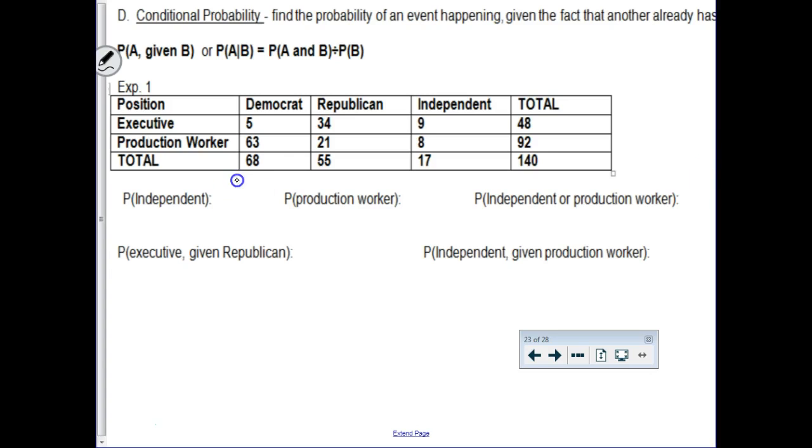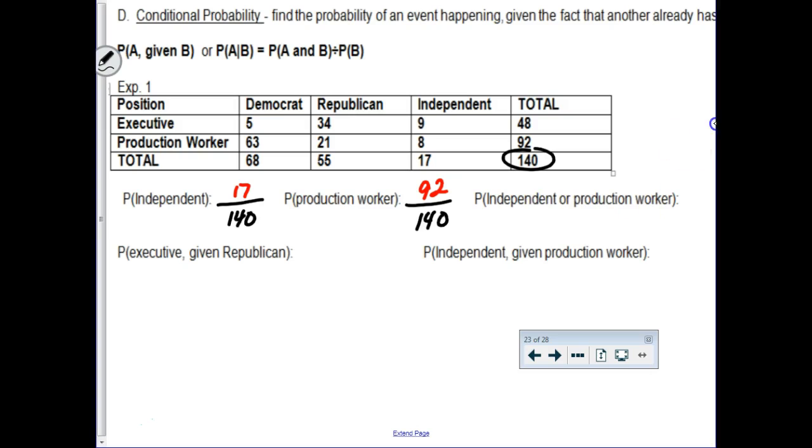So if it's not a conditional probability, that means your denominator is out of the total. So the total number in this chart is 140. How many of those 140 are independents? 17 of them. So if that reduces, I don't know, and I don't really care today. All right, production worker. It doesn't have a condition on it, so the denominator is also a 140. How many of our 140 are production workers? 92. Again, that reduces, but I don't really care.